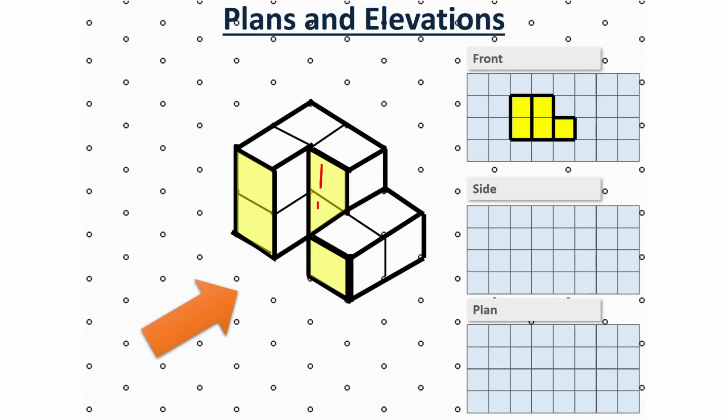But important, because these two squares here are at a different depth to these ones here, you've got to go and add in these lines here. That's very important. Okay. You've then got the side elevation, so you're looking at it from this way.